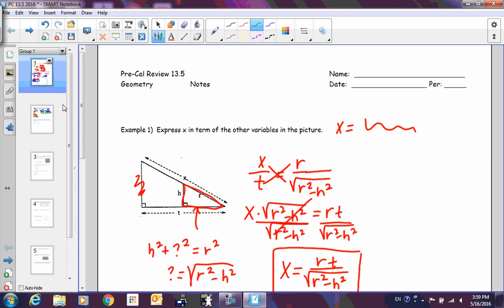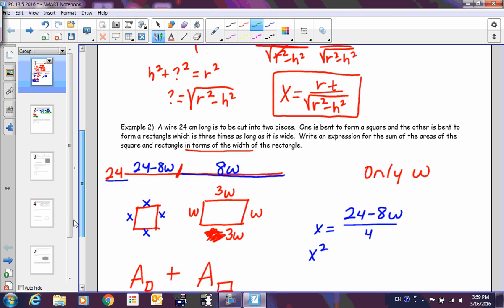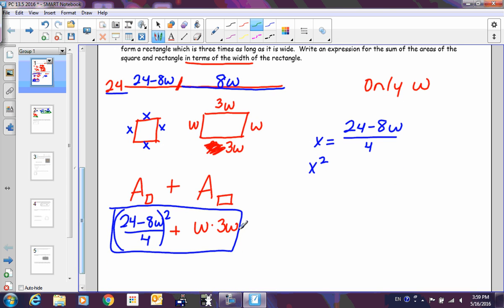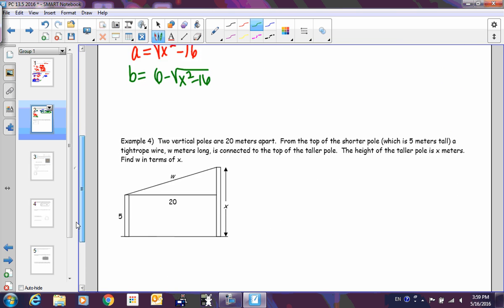Let's see if we left off the units in the last one. Units on number 1. We should probably put units here. So what would the units be? Centimeters for area squared. Okay, good. Let's do one more problem.